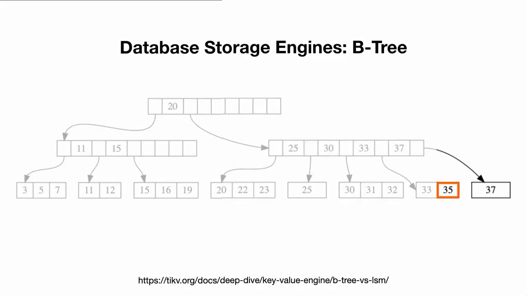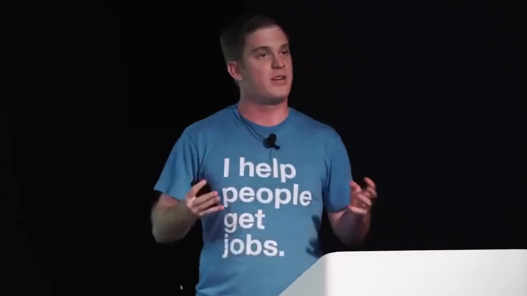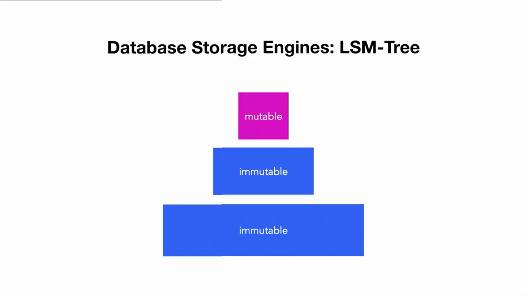But the unfortunate part is because every item on disk is in a different location, to update it requires a random I/O access. And if you're not familiar with the difference, random I/O accesses are much, much more expensive than sequential accesses on, especially spinning disks, because they literally go in a circle, but on pretty much every type of storage medium. So this really limits the throughput in the number of operations per second you can do. Database storage engines, LSM tree.